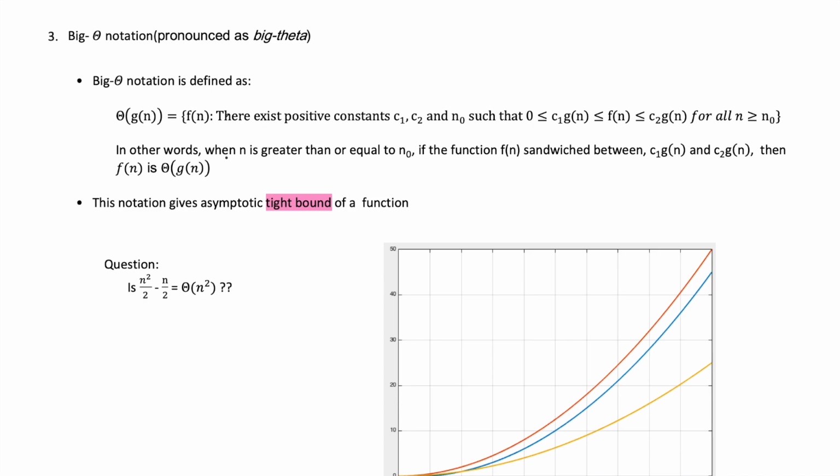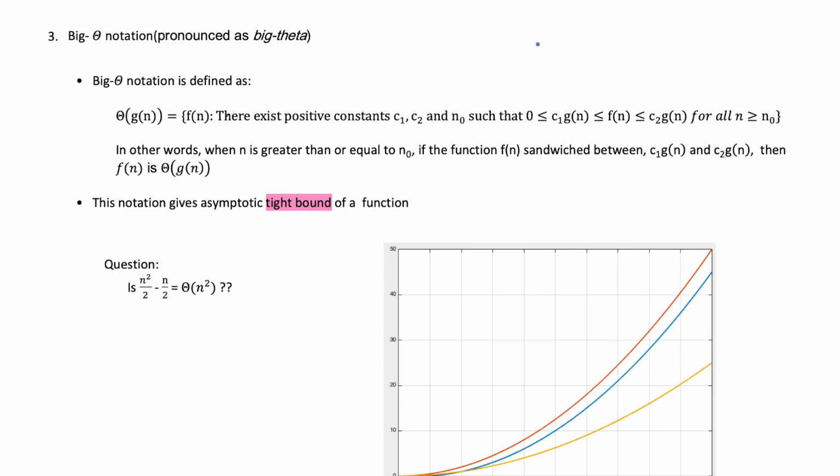In other words, when n is greater than or equal to n0, if the function f of n is sandwiched between c1 times g of n and c2 times g of n, then f of n belongs to the category big theta of g of n. This notation gives the asymptotic tight bound of a function.